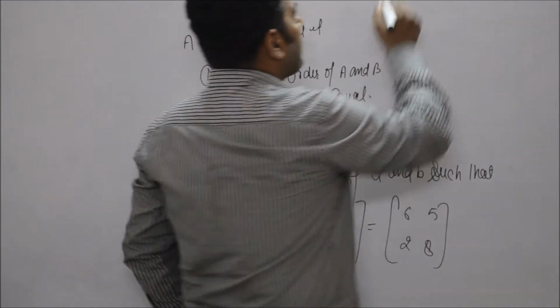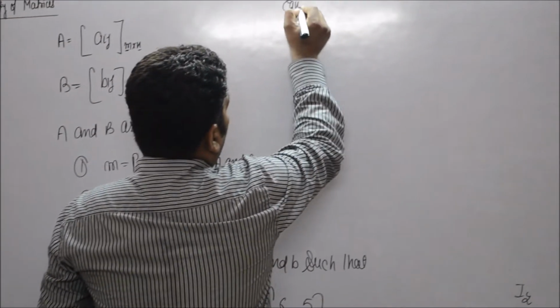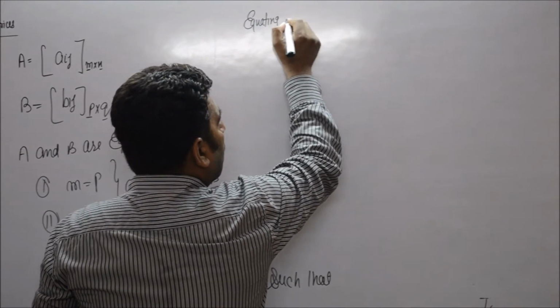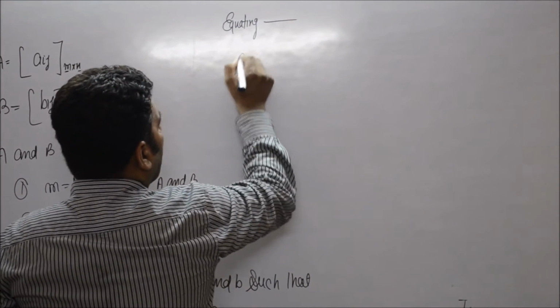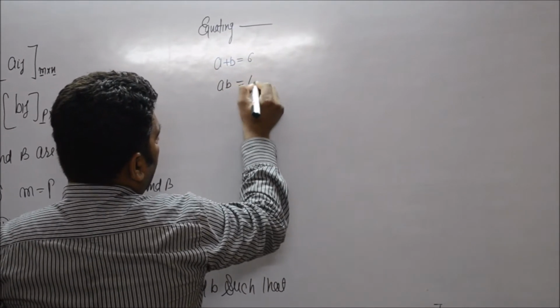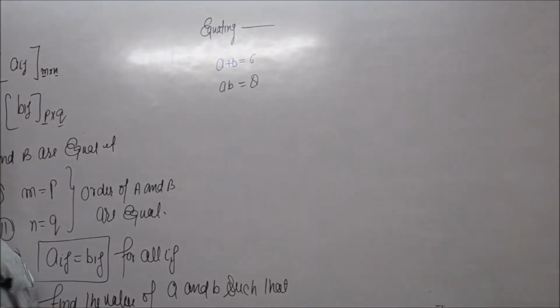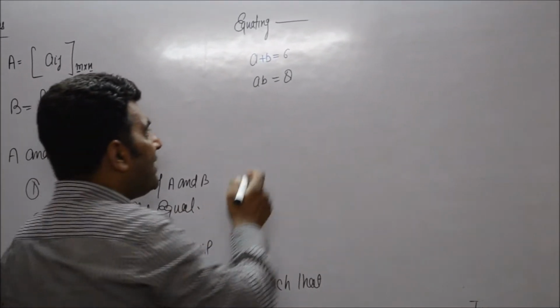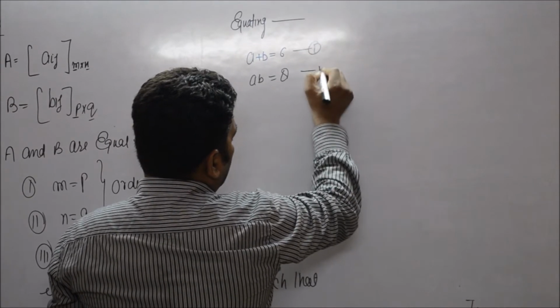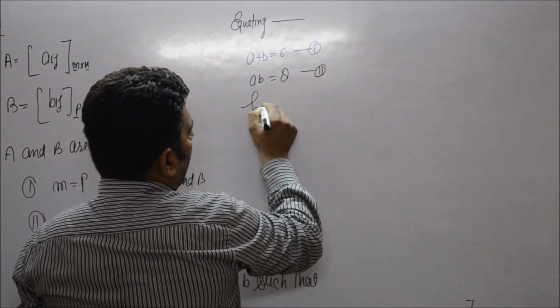So we can equate corresponding elements. On equating corresponding elements, it will give you a plus b equals 6 and a into b equals 8. So you have two conditions and two unknowns, so you can easily solve both equations. Call it equation 1 and equation 2, and you just solve from 1 and 2.